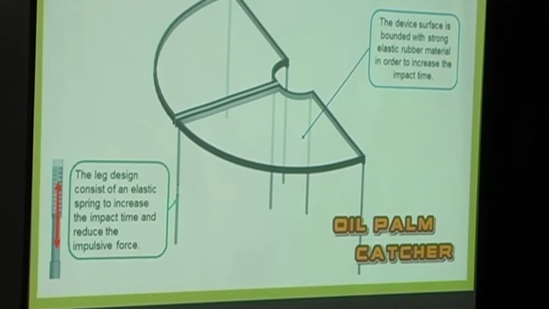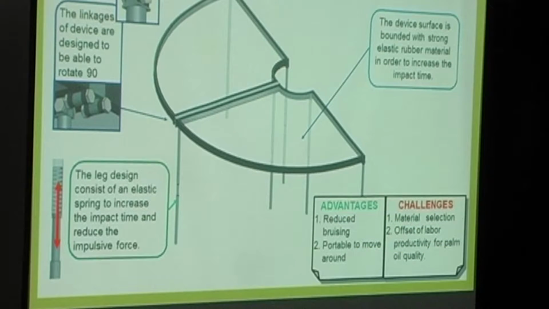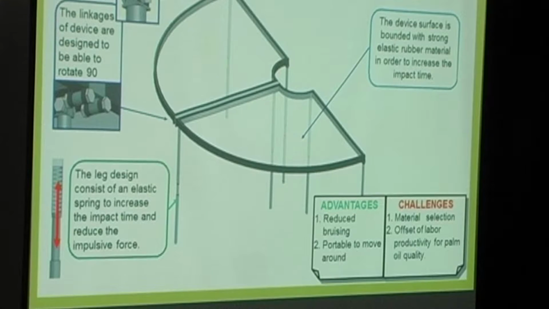And besides that, the device is also specifically designed to be foldable into a very small size so that it's convenient to bring. And there are two advantages of this device. The first one is it can reduce the bruising effect during harvesting, and the next one is it's convenient to bring around. However, it's just a conceptual design.